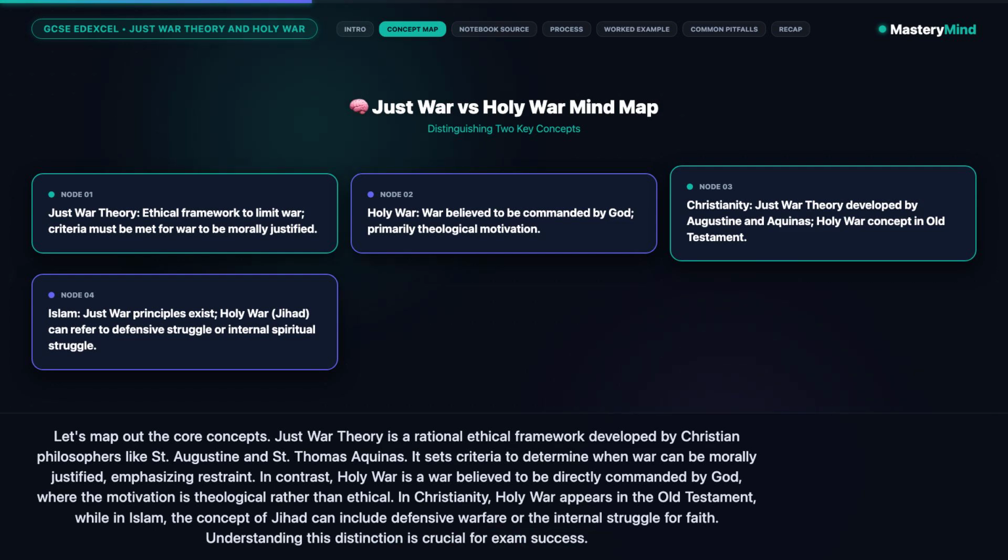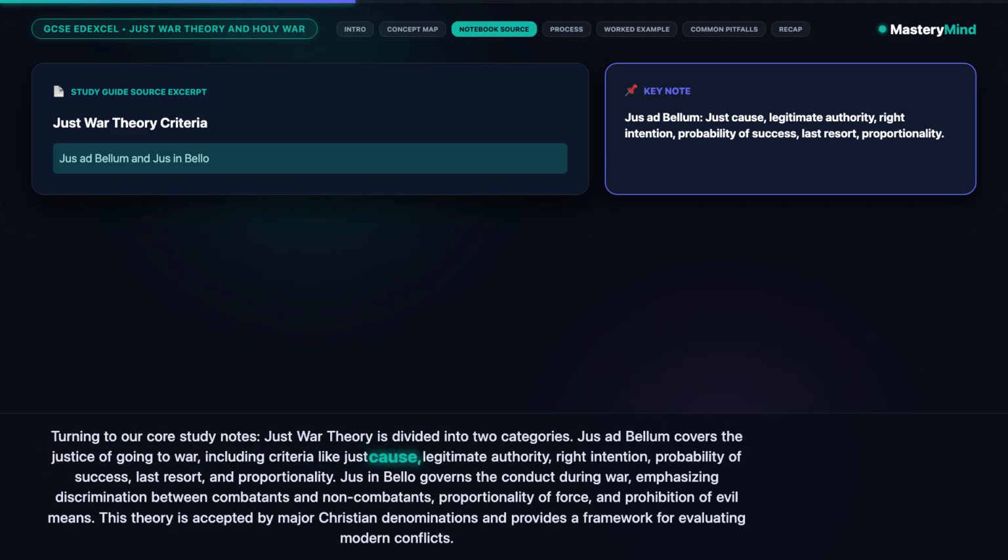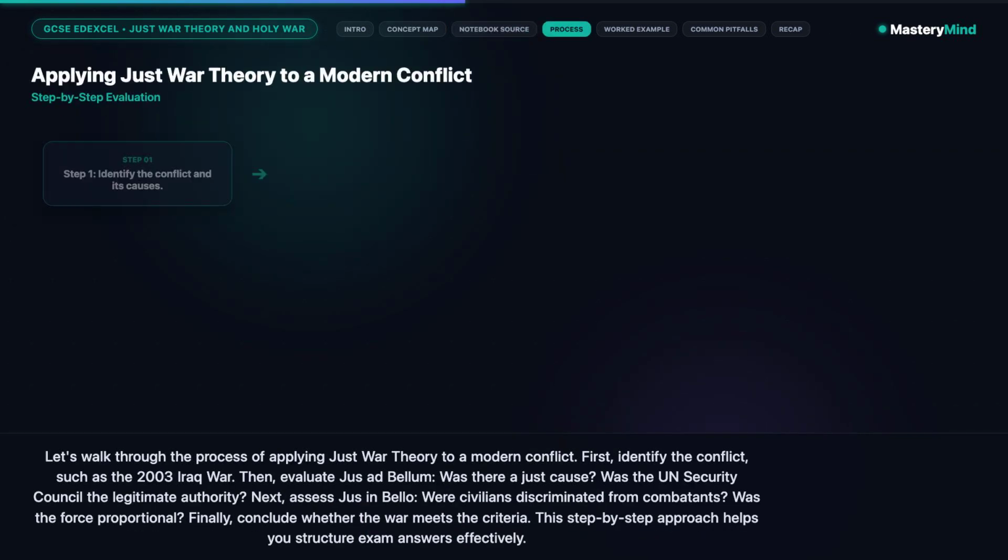Turning to our core study notes. Just war theory is divided into two categories. Jus ad bellum covers the justice of going to war, including criteria like just cause, legitimate authority, right intention, probability of success, last resort, and proportionality. Jus in bello governs the conduct during war, emphasizing discrimination between combatants and non-combatants, proportionality of force, and prohibition of evil means. This theory is accepted by major Christian denominations and provides a framework for evaluating modern conflicts.